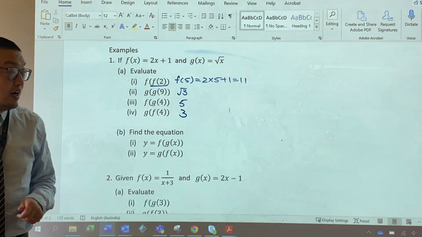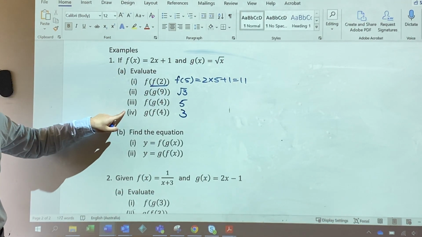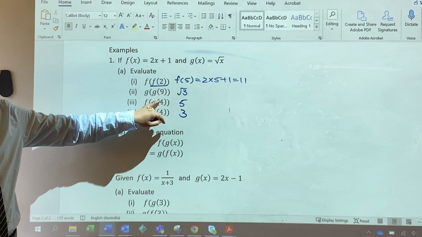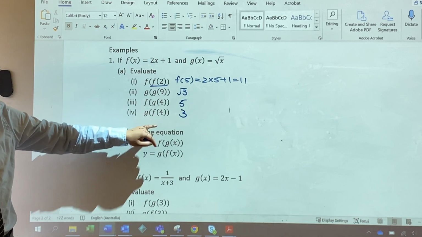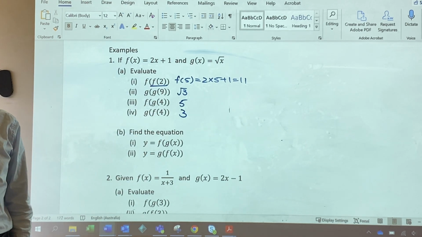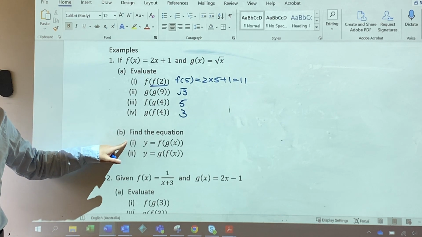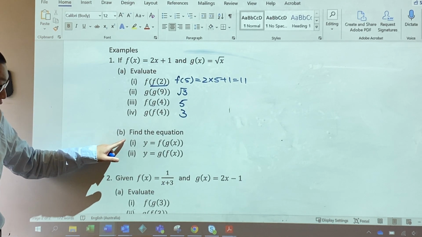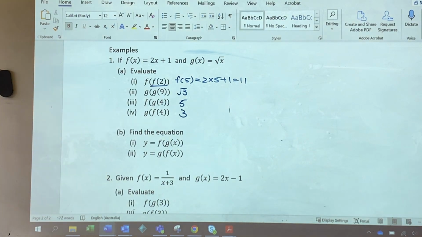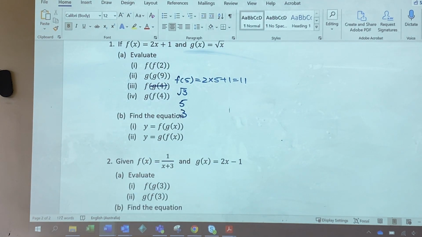Okay. So far you can see all these examples I've chosen have a specific value inside: 2, 9, 4, etc. Yeah? Another type of question we should be able to do is not a value now, but to find the general equation. I'm going to do the first one, and how about you guys try the second one?